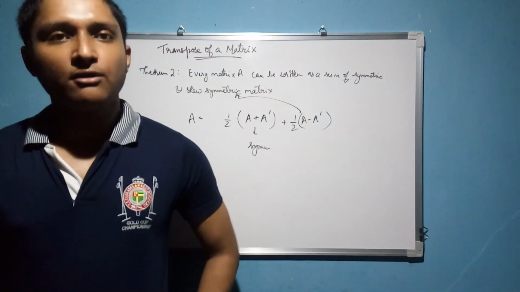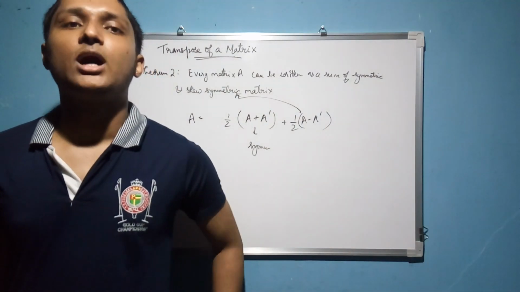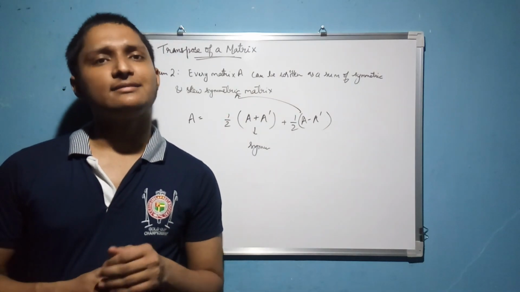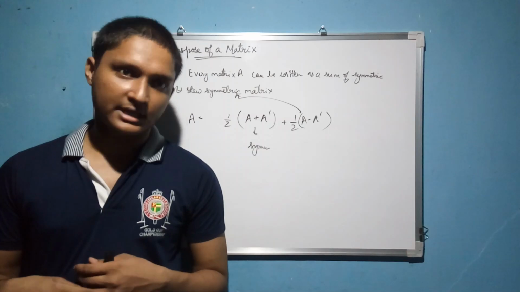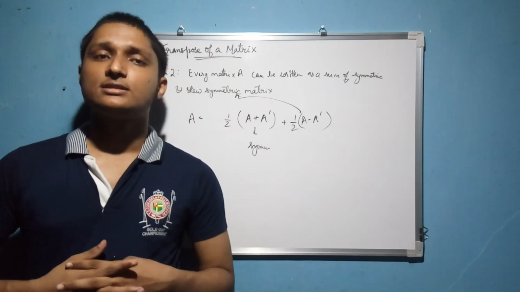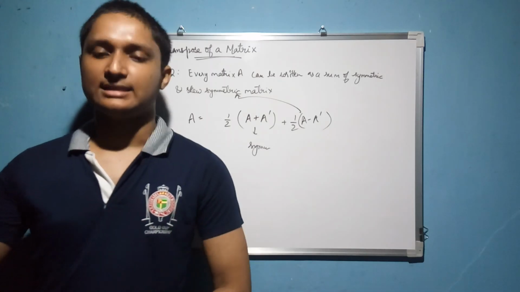Okay, thank you for now. In the next class we'll learn about exercise 3.4 and then we'll move on to elementary row operations, exercise on that, finding the inverse, and also at last we'll move on to the miscellaneous exercise.